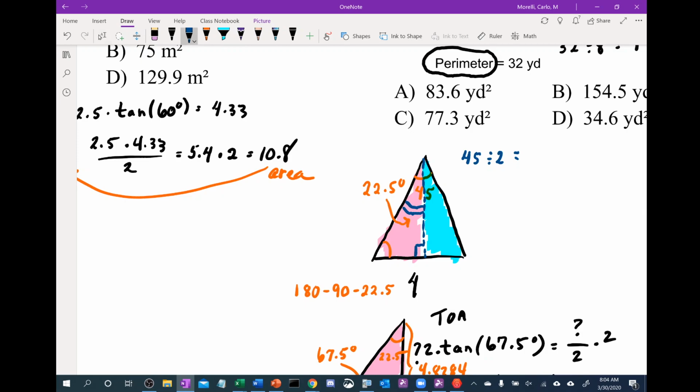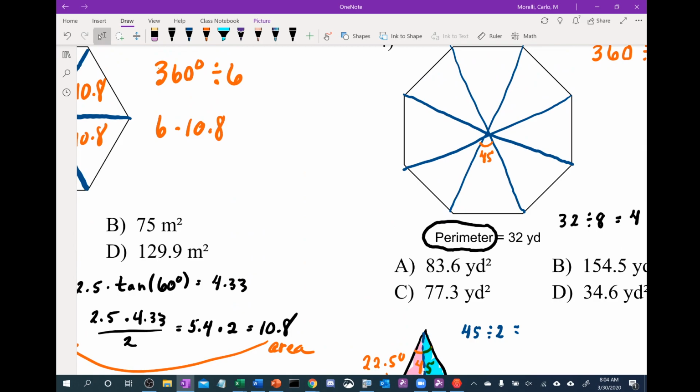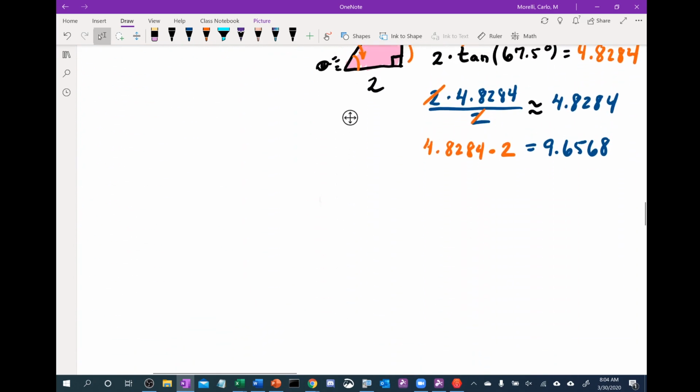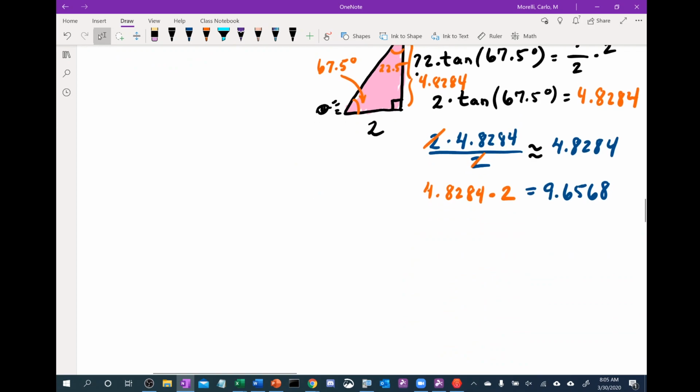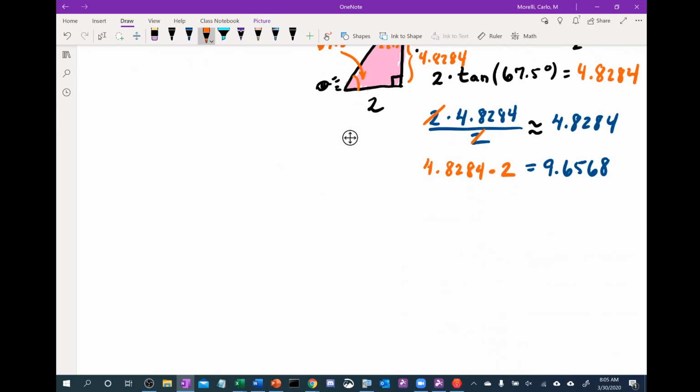And remember, there are 8 of these because it's an octagon. So here's what we know, 9.6568. This is 9.6568, and so are all of these. Okay, so all the areas are 9.6568. So if we just multiply 9.6568 times 8, we'll have the total area of the octagon. 9.6568 times 8 equals. This is going to be our answer.